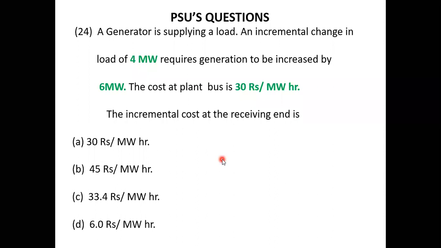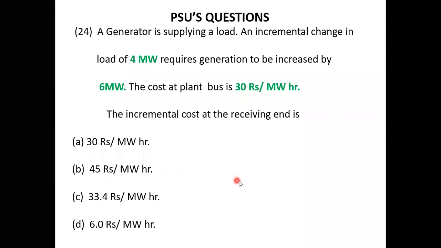So the answer should be more than 30. It may be 45 or it may be 33.4. But here the loss is very high because we are taking only 6 megawatt. Out of that 6 megawatt, 2 megawatt is going to be loss. So that 2 megawatt is a huge loss when compared to the 6 megawatt. So that's why the answer would be 45.